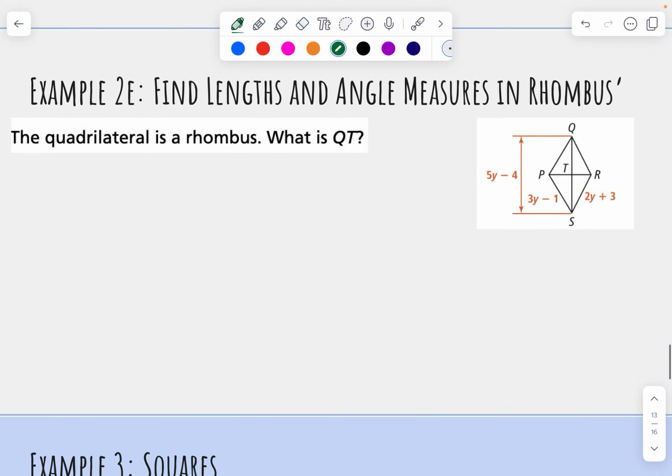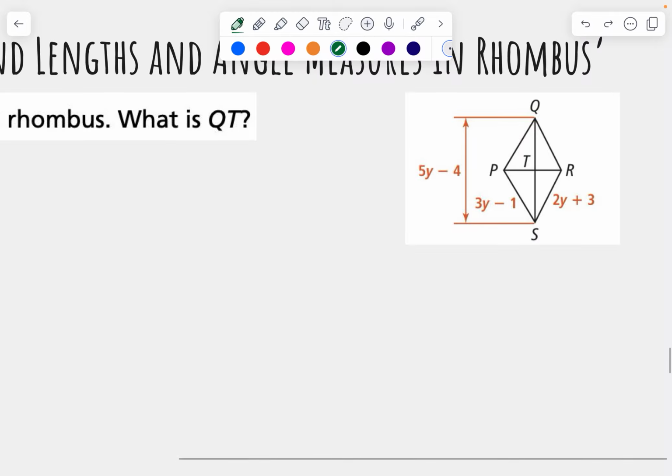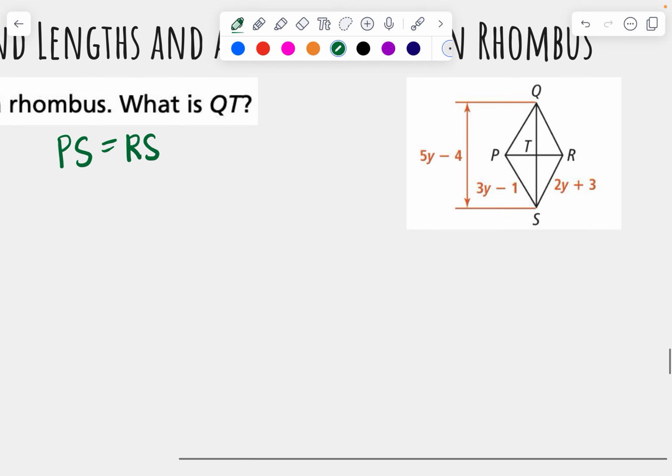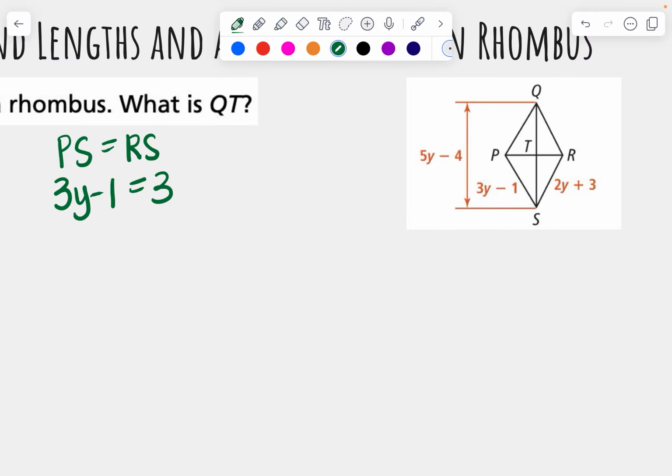All right, one more rhombus. They want us to find QT. So they want us to find this little part of the diagonal. Well, first we need to find y. The only way we can find y here, I know that PS is equal to RS because it's a rhombus. So 3y take away 1 equals 2y plus 3.